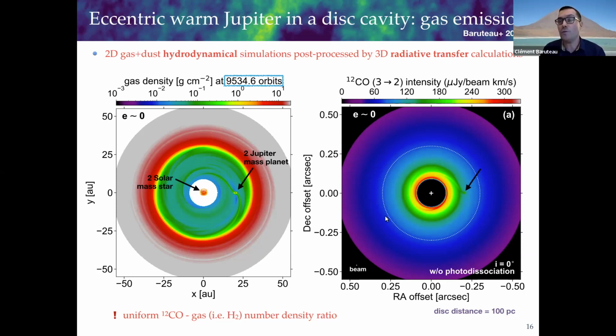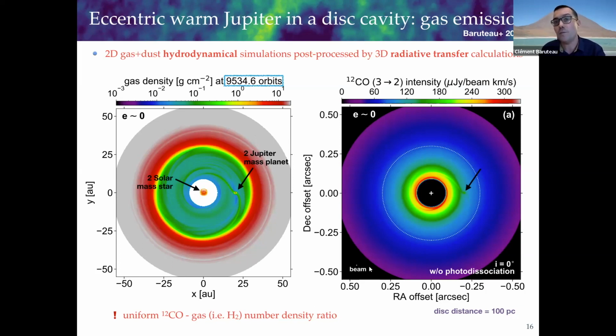And once we do that, we produce all the inputs for the radiative transfer calculations and so on and so forth. Here we get the specific intensity of the 12CO emission when the disk is seen face on. So for now, I'm just assuming a low level of inclination, 0 inclination actually. We do not take photodissociation by UV radiation from the central star into account.